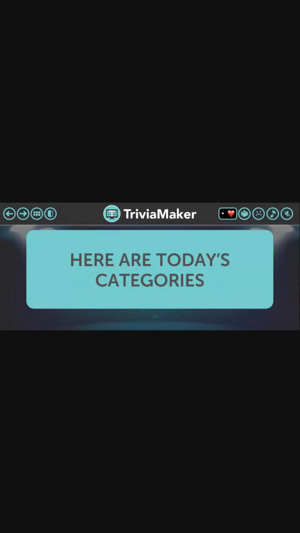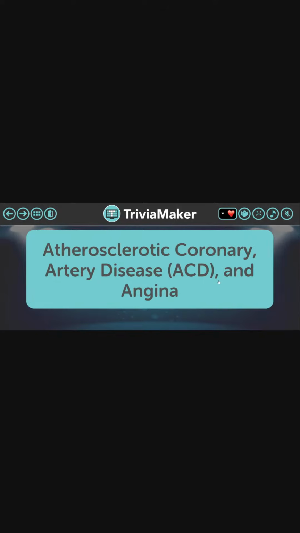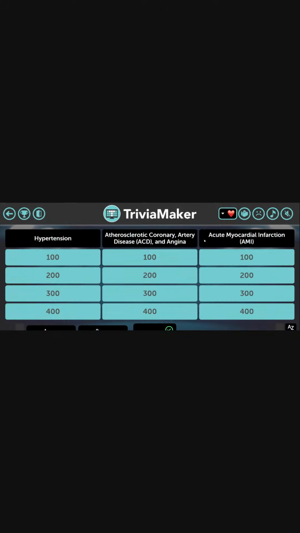The categories for today, I split them up. They're going to be divided into hypertension, atherosclerotic coronary artery disease, ACD, and angina, which is going to be one topic, and then we have acute myocardial infarction, or AMI. So without further ado, we are going to go ahead and get started.